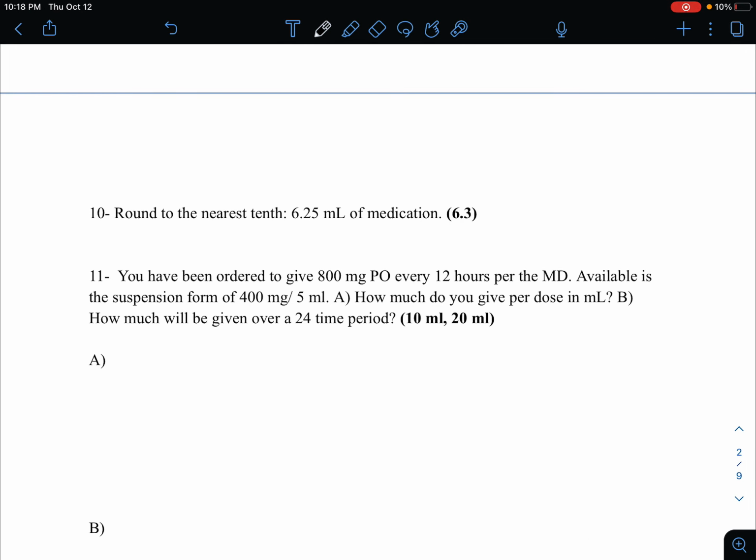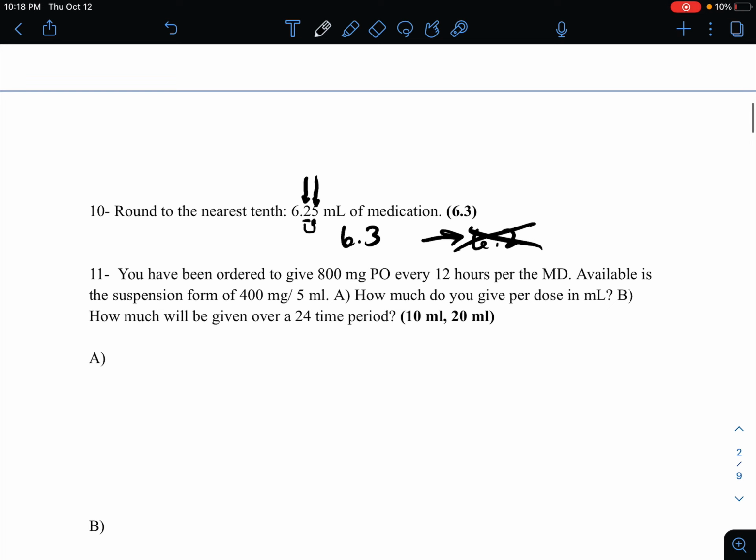Okay, so ATI is very, very strict on how you round. So this is the tenths right here. This is the hundredths, right? So when you're rounding to the nearest tenth, you go like that and just round that way. So since this is a 5, we do 6.3. Do not put 6.2. 6.2 is incorrect. You are rounding your next door neighbor right here to the nearest tenth. So it'd be 6.3. Okay.